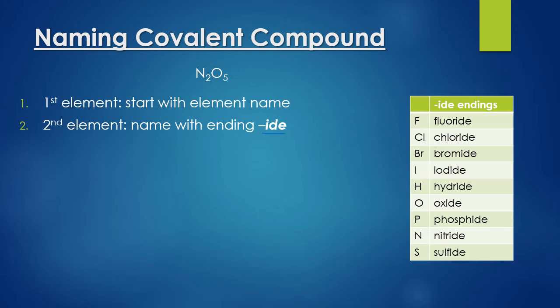You can see off to the right here is a table of how most of the nonmetals change when an IDE is added. For instance, we're looking at this nitrogen-oxygen compound. So when we add an IDE to oxygen, it doesn't become oxygenide. It actually becomes oxide. Same with nitrogen. If we needed to add an IDE ending to that, if it was the second element present, it would become nitride, not nitrogenide. So just be aware of that.